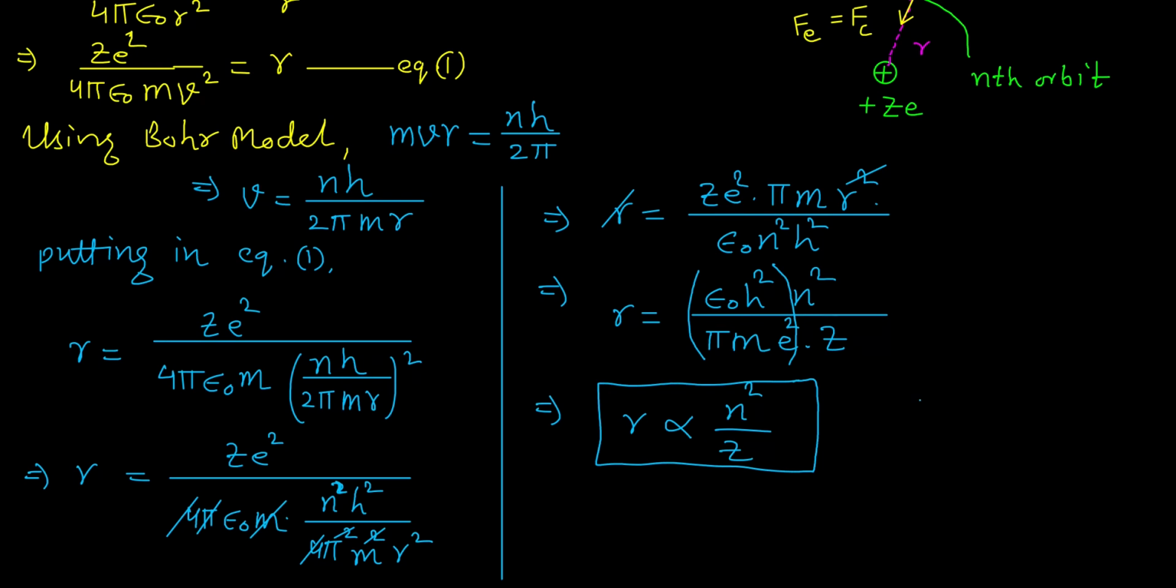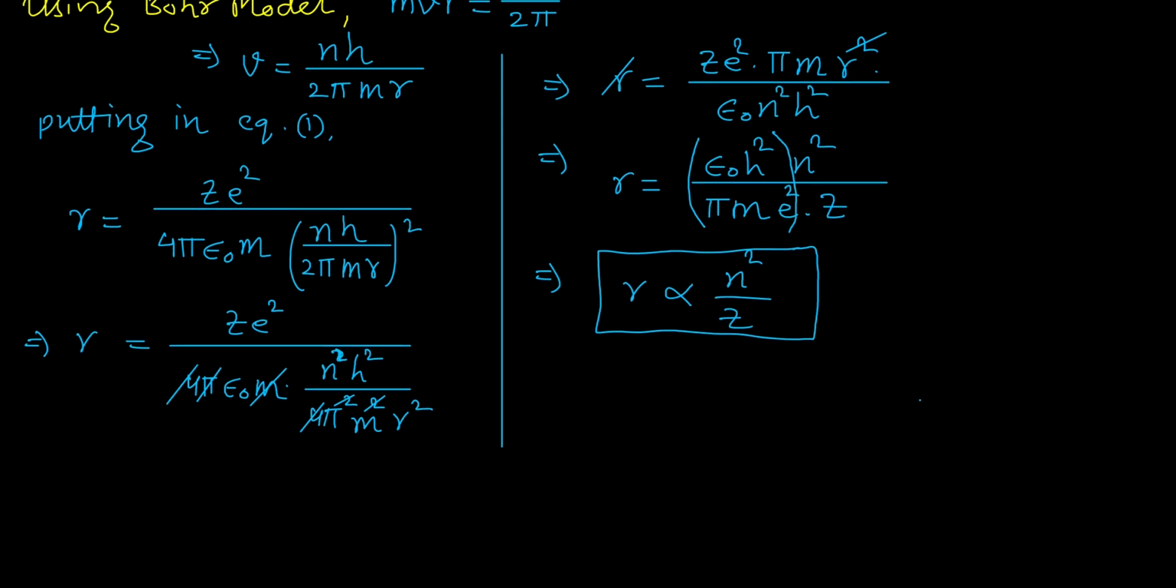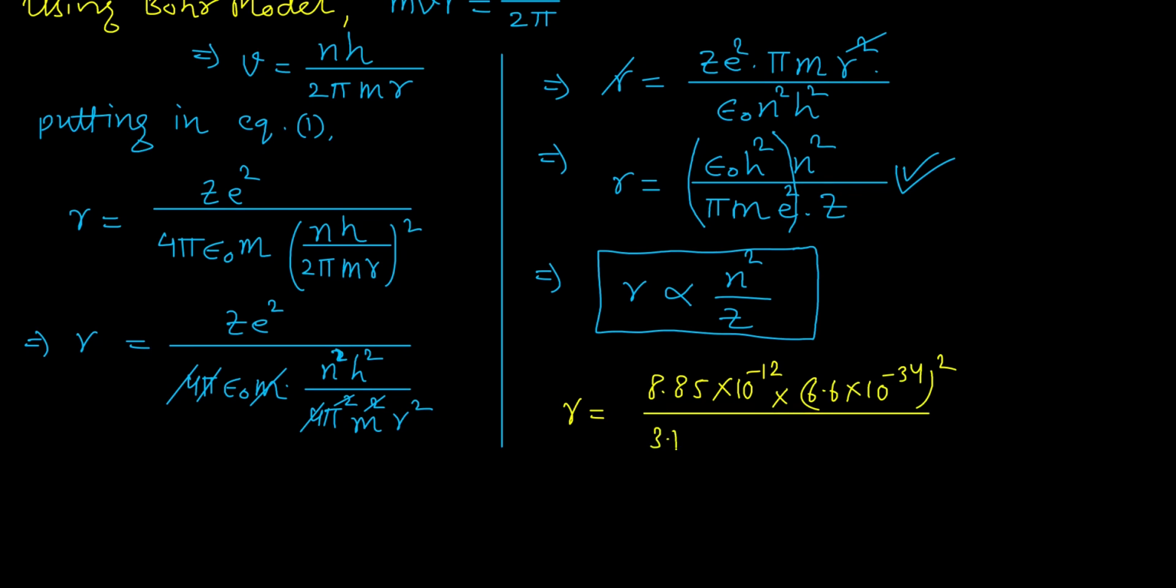And if you put the value of the other terms in this final result we have derived, then we will have small r is equal to epsilon naught value, you already know, 8.85 into 10 raised to the power minus 12 coulomb square per Newton per meter square, that is in SI units. So h is 6.6 into 10 raised to the power minus 34 joule second, we will put its square, and this thing divided by pi is 3.14 or 22/7, whatever you like you can put, into mass of electron is 9.1 into 10 raised to the power minus 31 kg, and 1.6 into 10 power minus 19 coulomb, that is the charge of electron, and its square, and this whole thing multiplied by n square divided by z.